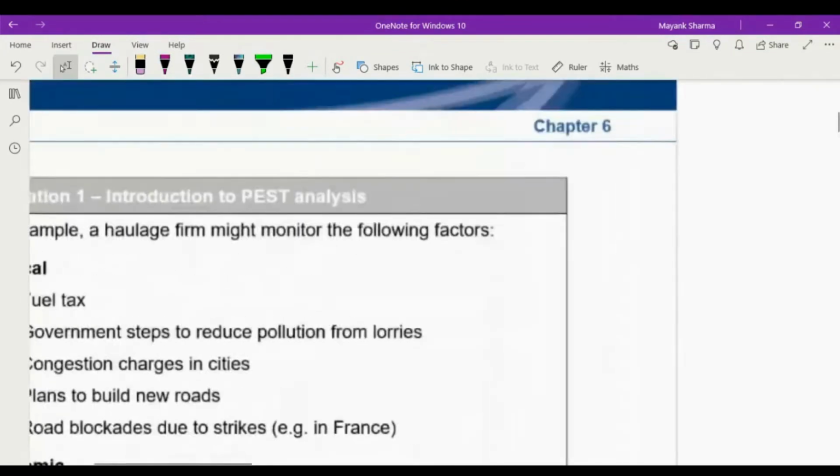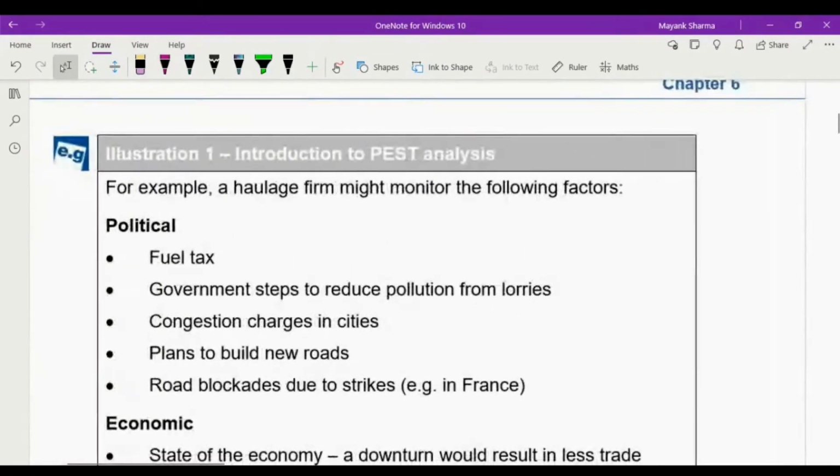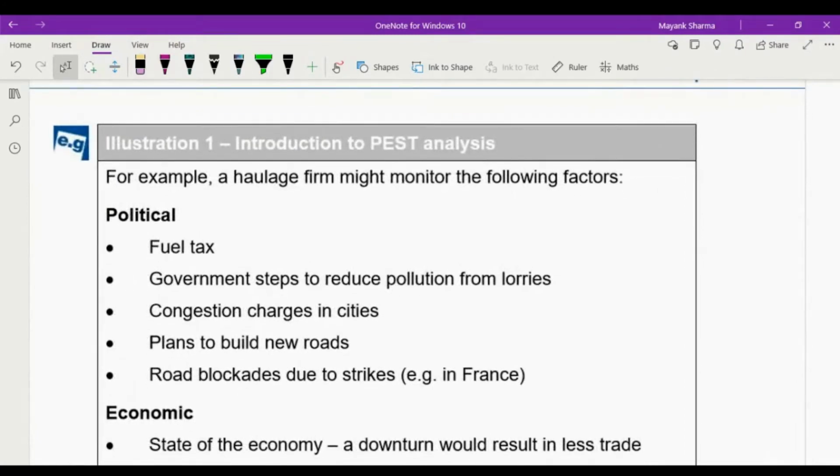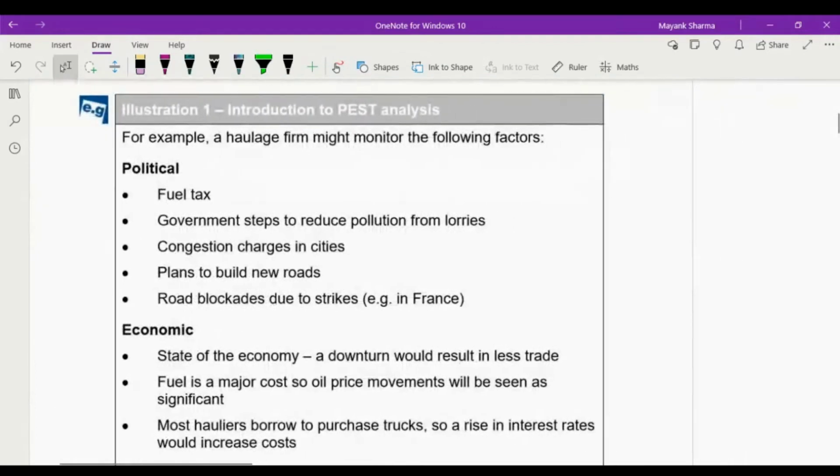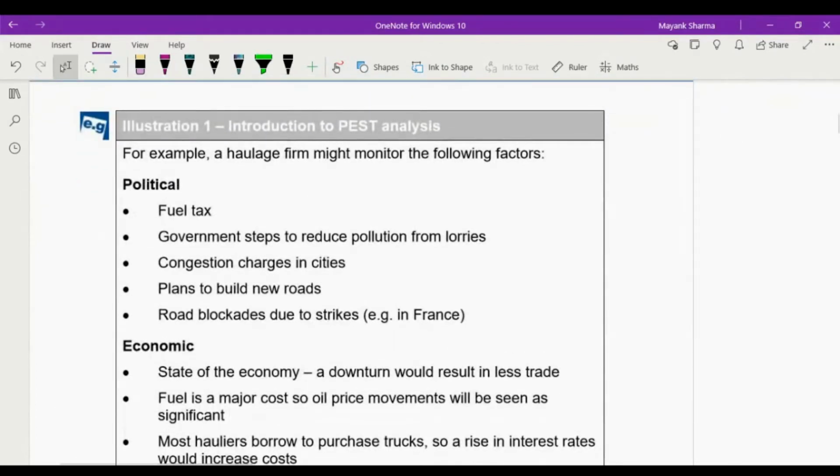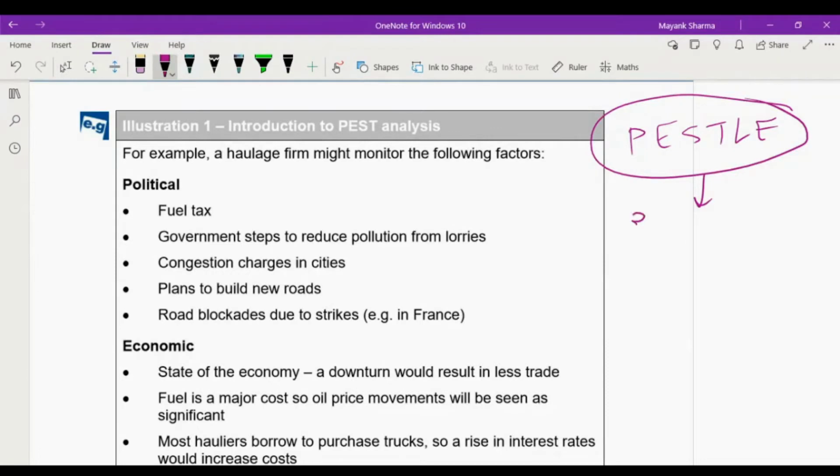So are these external forces or external components present in every kind of industry, acting upon every kind of business? The answer will be yes. So PESTLE operates everywhere. These are operating in every industry. And since these are operating in every industry, these are operating for every business.